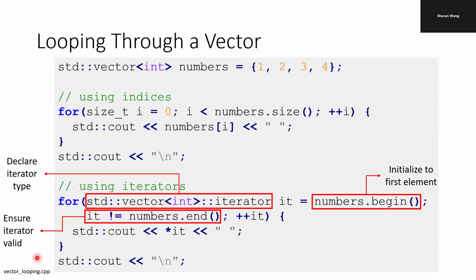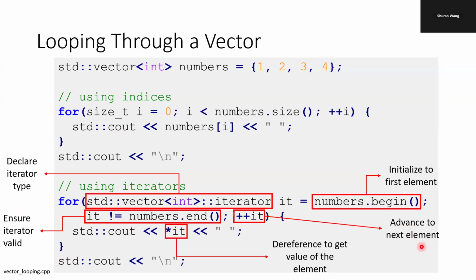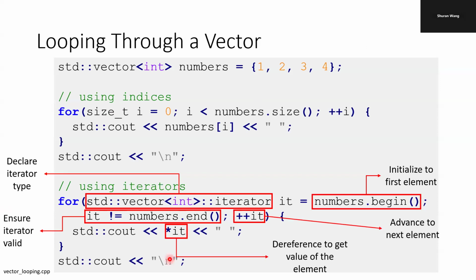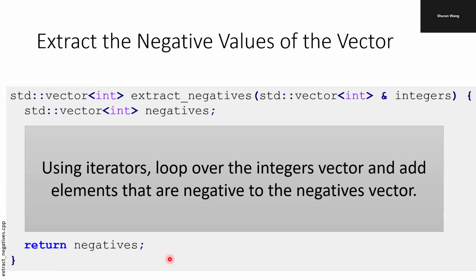Ensure that the iterator does not go out of bounds, so it's not equal to numbers.end, and advance every time. The element is accessed by dereferencing the iterator. Is this clear? And let's move on to the first exercise.